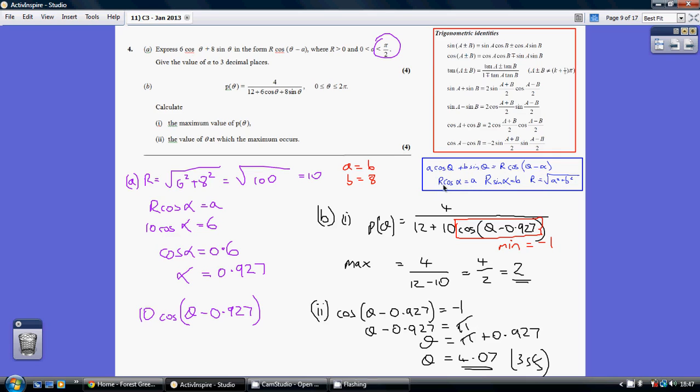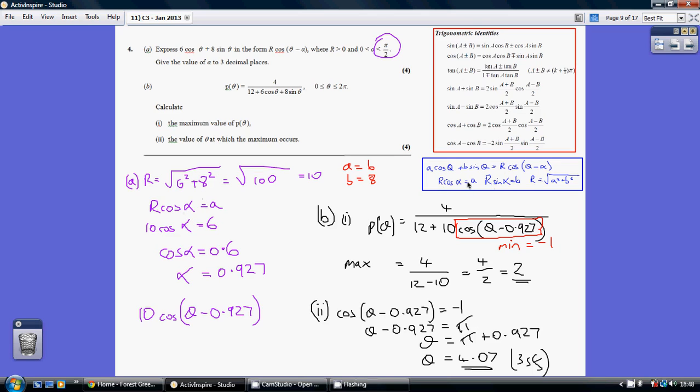So for this particular question, 6 is the number in front of cos theta, so 6 is A. 8 is the number in front of sin theta, so B is 8. Now we work out R because it is the square root of A squared plus B squared, so the square root of 6 squared plus 8 squared, square root of 100, which is 10. R is 10.